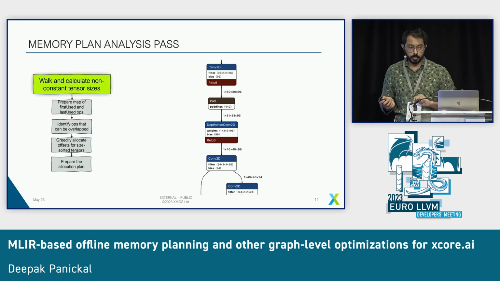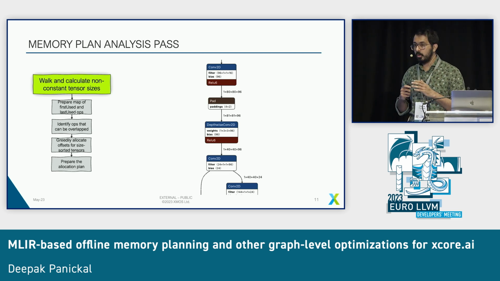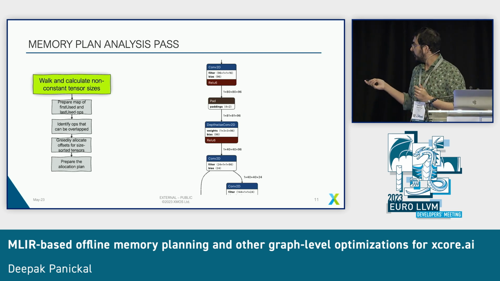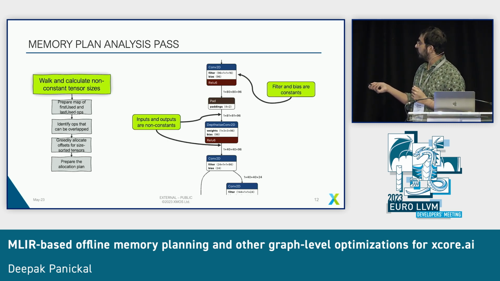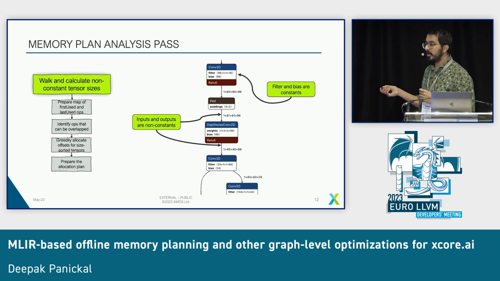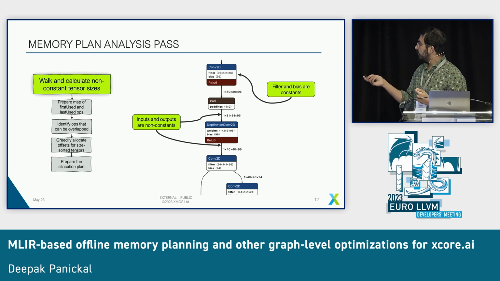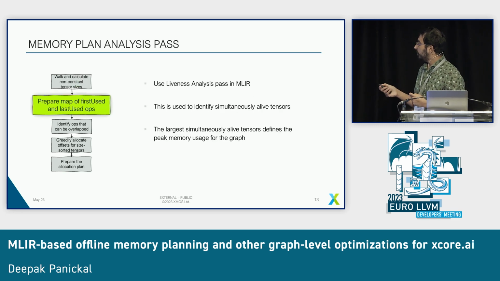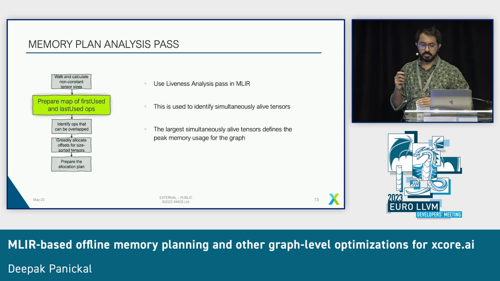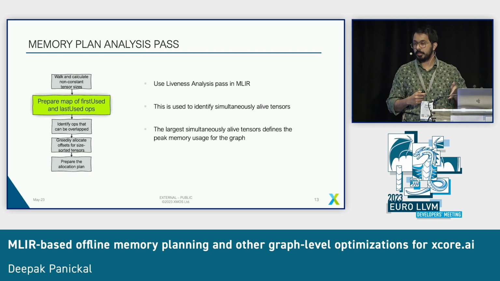The first step that we do is we walk the graph. We walk the entire graph and try to find all the non-constants in the graph. If we take a look at this snippet here, filter and bias are constants, whereas inputs and outputs are non-constants. So filter and bias don't have to be allocated, whereas non-constants have to be allocated. So we find all the non-constants. The next step is we prepare a map of first used and last used ops. Now this is done to aid in the allocation algorithm that comes later on.